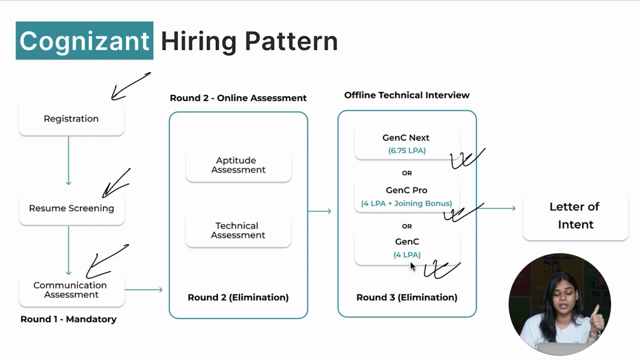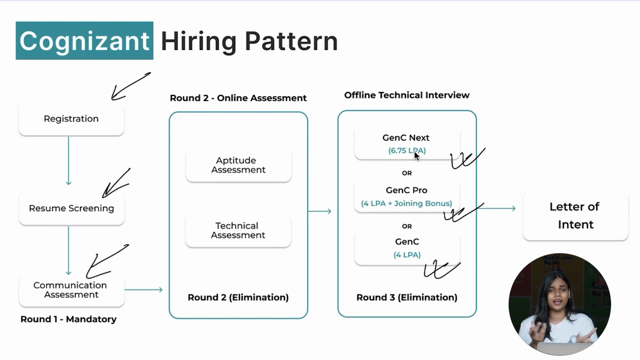Gen C with a 4 LPA package, Gen C Pro with a 4 LPA plus a joining bonus, so you get some extra amount over there. And then we have Gen C Next, which is the highest package of 6.75 LPA. Right. Now, what is the difference? How are you going to be selected for Next, Pro, or Gen C? We are going to talk about that here.